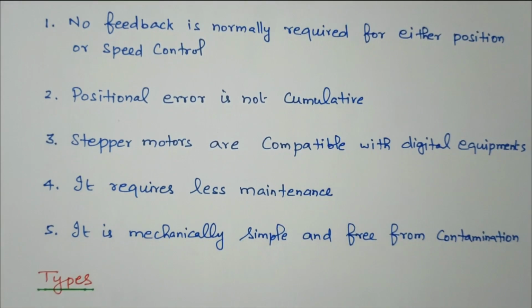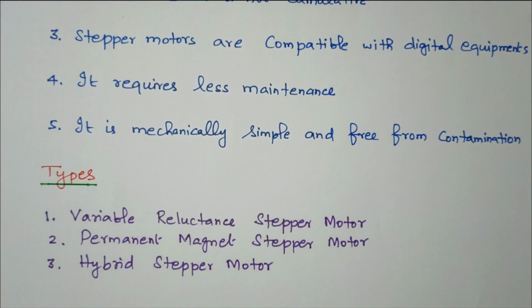We'll see the types of motor. Basically there are three types available. Variable reluctance stepper motor: the rotation of the rotor is based on the value of the reluctance, that's why it is called a variable reluctance stepper motor. Permanent magnet stepper motor: the rotor contains a permanent magnet. Hybrid: a combination of these two is called a hybrid stepper motor. Separate videos are available for these three types, covering construction, operation and comparison. The link is given in the description box.